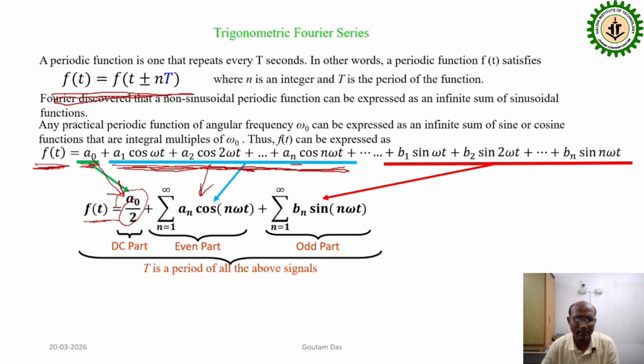So in total, that is the representation of the Fourier series of any function f of t. If it satisfies all these Dirichlet conditions and is periodic in nature, then we can represent that function f of t in Fourier series representation.